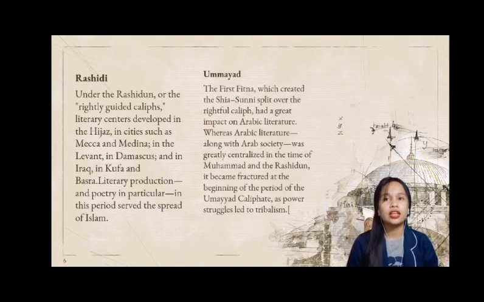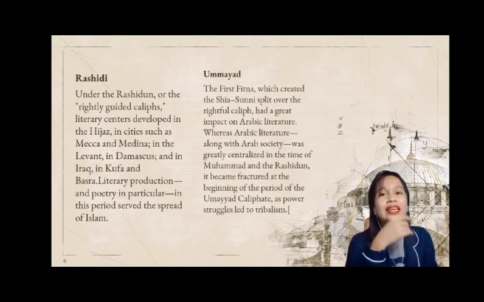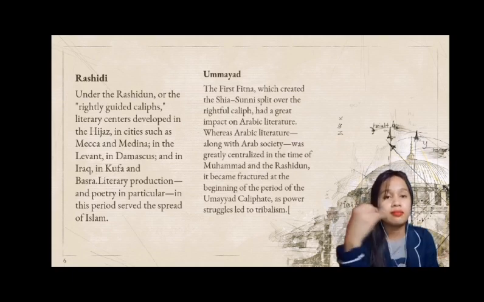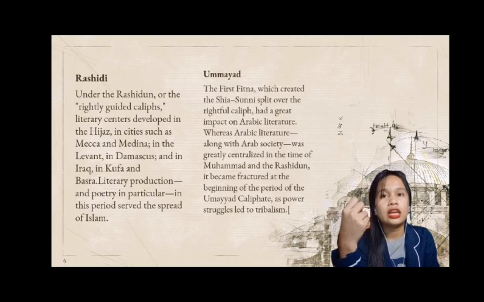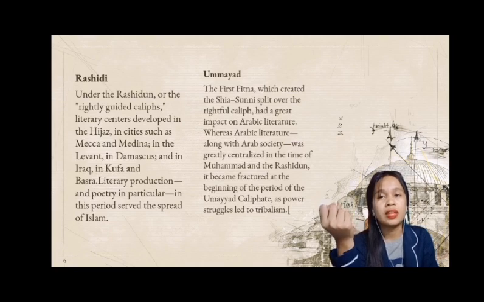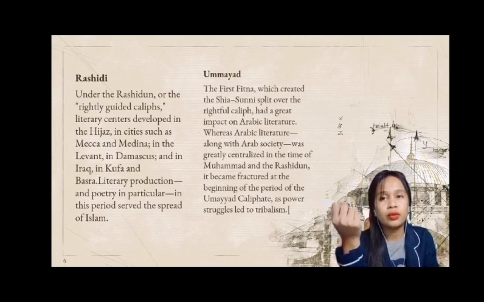The next part is the Rashidun, or what we call the rightly guided caliphs. Literary centers developed in Hijaz, in cities such as Mecca and Medina, in the Levant, in Damascus, and in Iraq, in Kufa and Basra. Literary production, and poetry in particular, in this period served the spread of Islam.